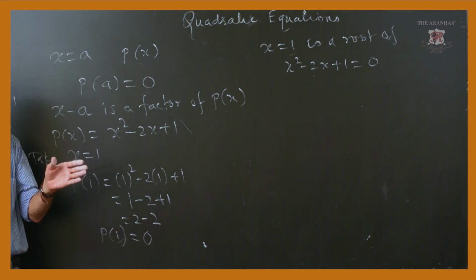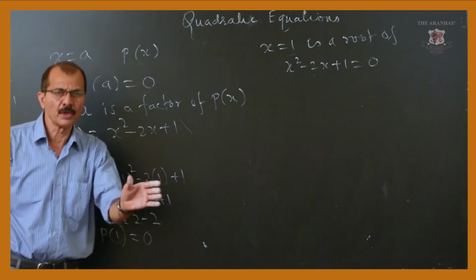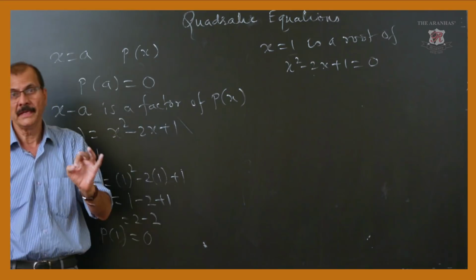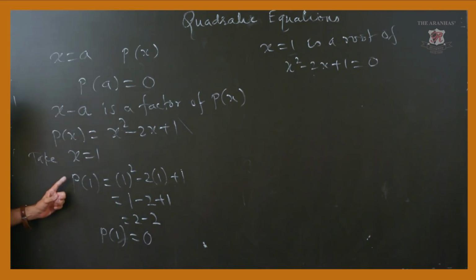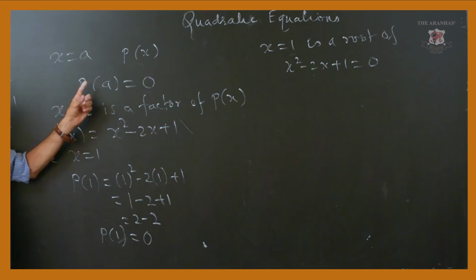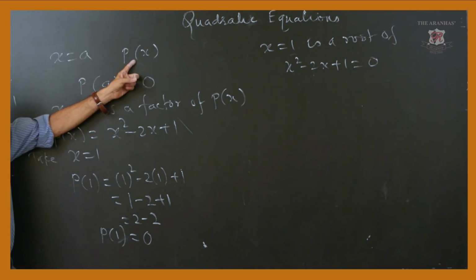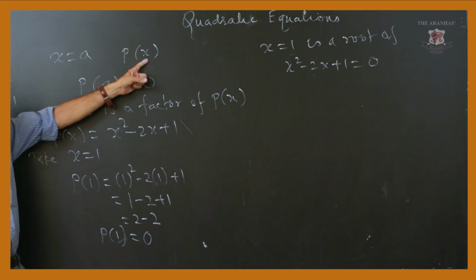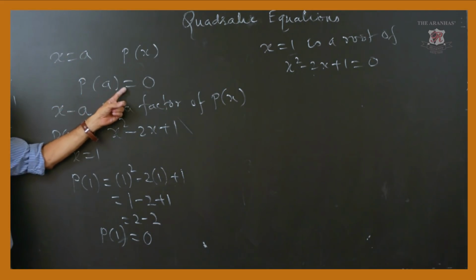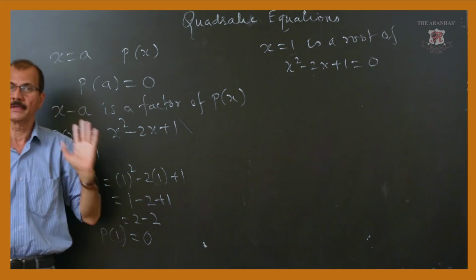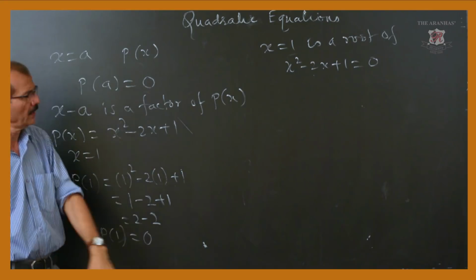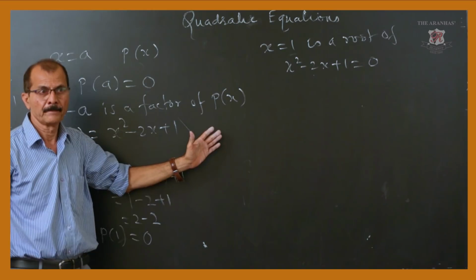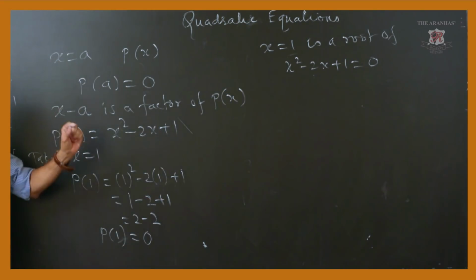So, whenever it is said that it is a root of the equation, that means the value of the polynomial will be 0. That means, P of x is the polynomial. When I say x equal to a is the root of P of x, that means P of a is equal to 0. That you have to keep in mind. Using this fact, you are given the problem. Based on that, you have sums. Okay. I will take one example here.